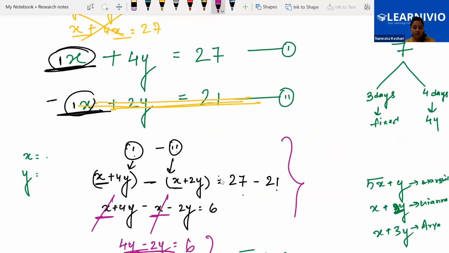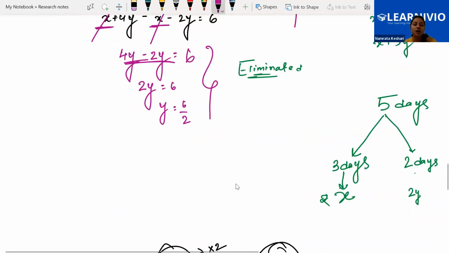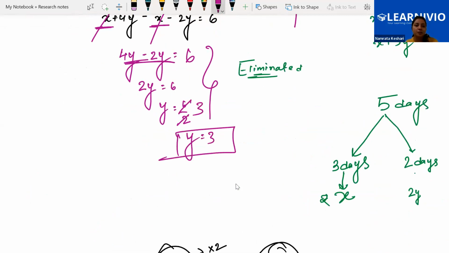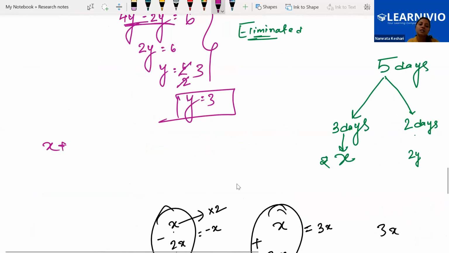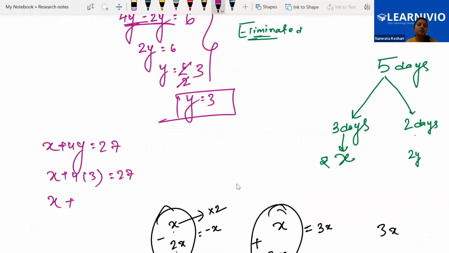Yes, Arya, I can see you have got y as a 3, x as a 15. Let me check what will be the answer. Y we got 3. x will be, if I use equation number 1, that is x plus 4y is equals to 27. Y is 3. x plus 4 into 3, 27. x 12, 27. x equals to 27 minus 12, 15. x is 15, y is 3.